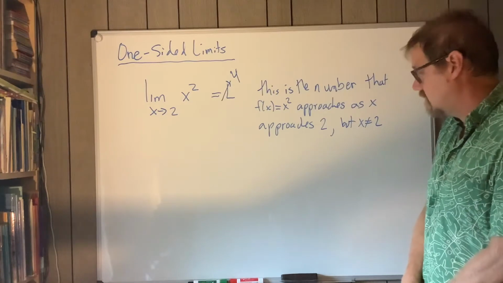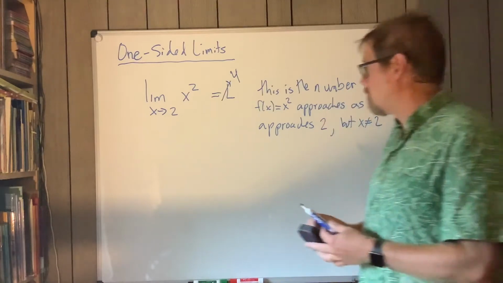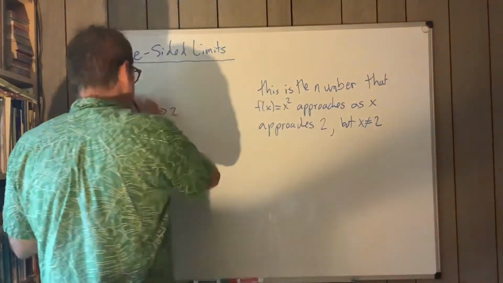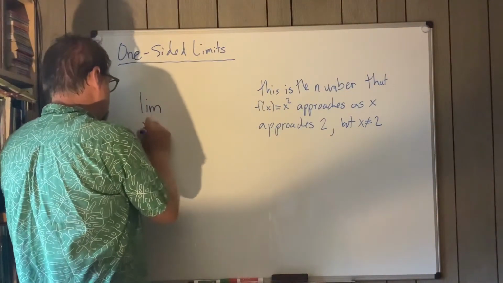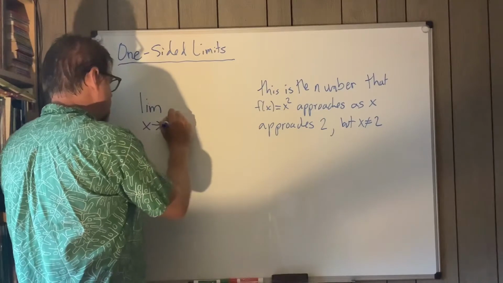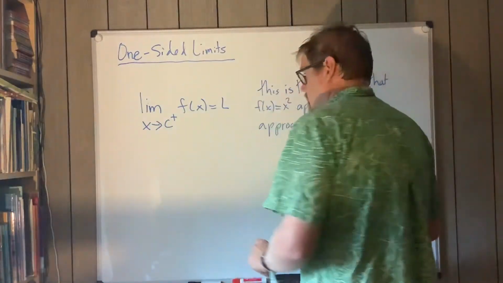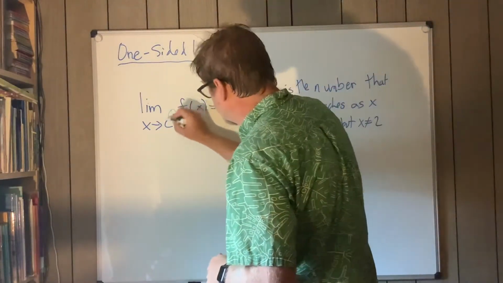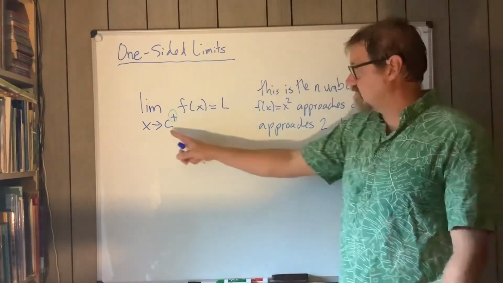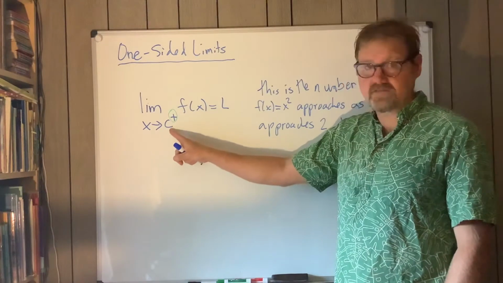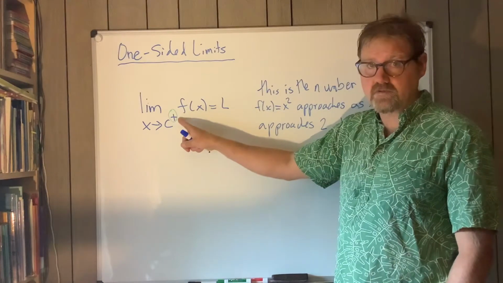Okay, so let me change a few of the things here. I'm going to do a general limit as x goes to c plus of f of x equals L. And this again is the key difference to the previous one. Notice, I'm not saying x plus c, like plus 2 or whatever. I'm saying it's a superscript on that.